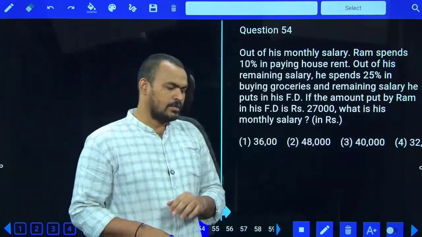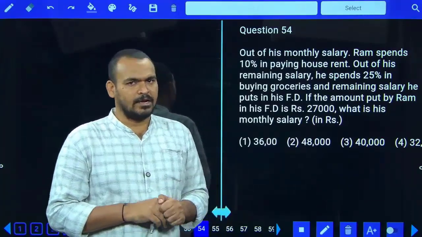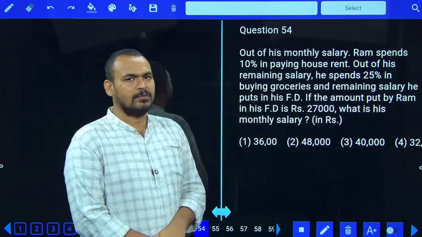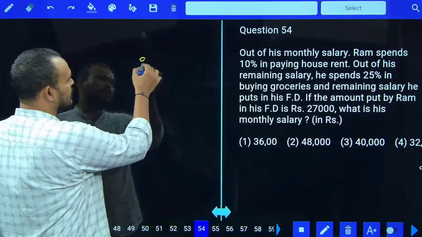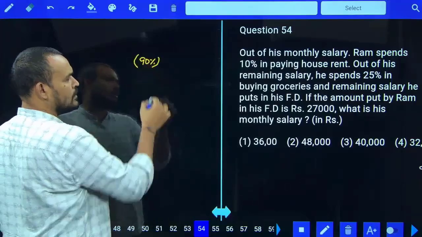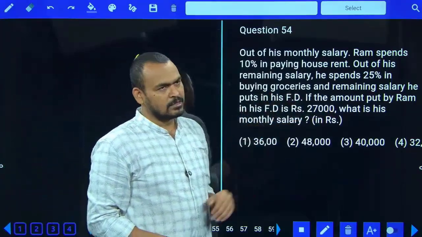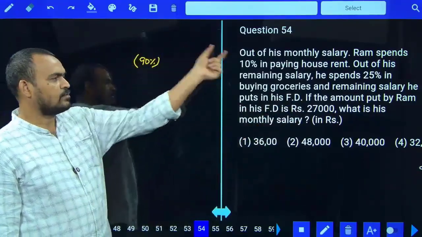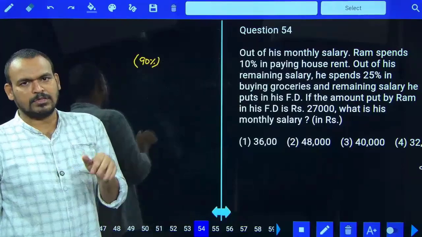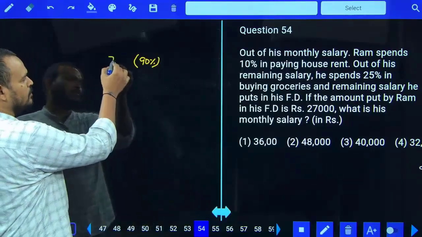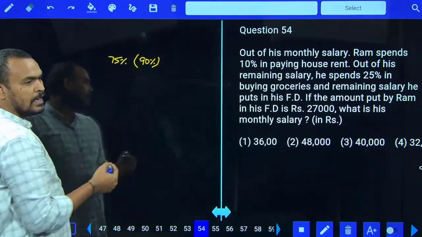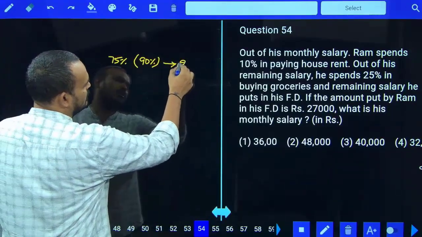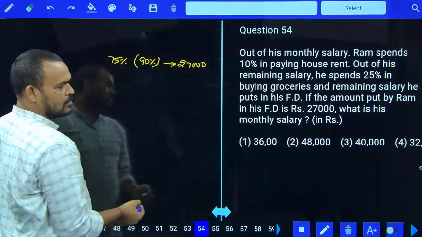Okay. First of all, monthly salary we always consider 100%. Out of the 100%, 10% is spent for house rent, so the remaining balance is 90%. In that 90%, 25% is spent on groceries, and the remaining salary he puts in his fixed deposit. Out of 90, 25% spent for groceries means the remaining value is 75%. 75% of which one? 90. That 75% of 90% equals 27,000. What is the question? Monthly salary.